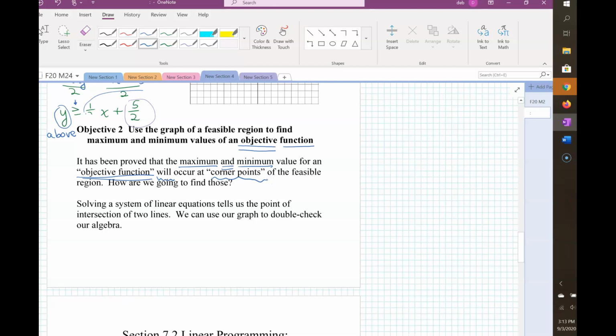So we're going to have to be able to use algebra to find those corner points. So recall that we reviewed solving a system of linear equations because that's how we find the point of intersection of two lines. And then we can use our visual graph to double check our algebra.